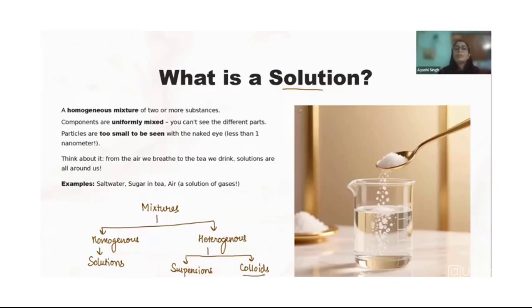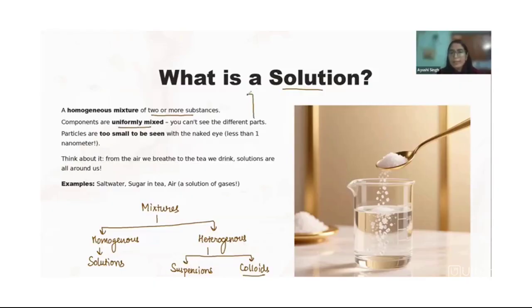Now, a solution is basically a homogeneous mixture of two or more substances. We know a mixture is anything having more than one type of particle, so maybe two substances, 3, 10, 14, any number of substances could be there in a mixture. Now, components are uniformly mixed. This I have told you already.